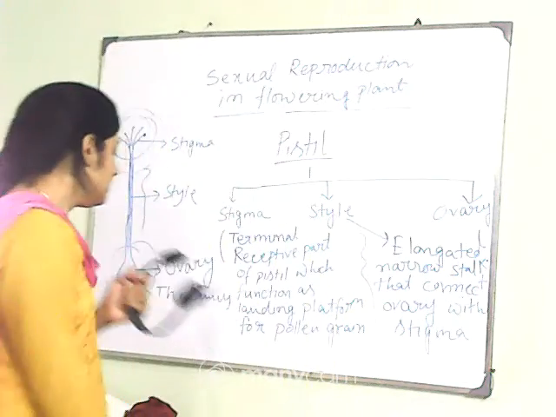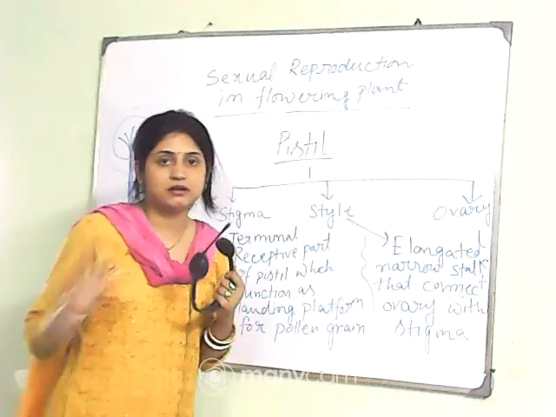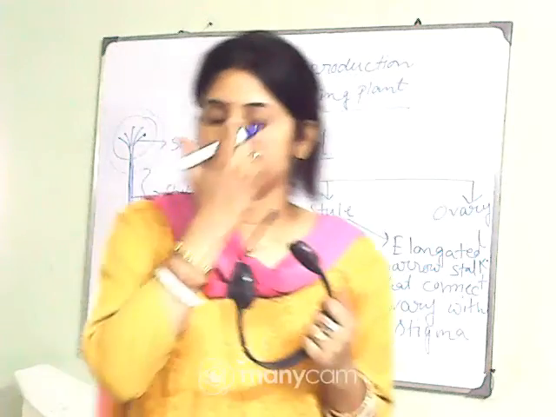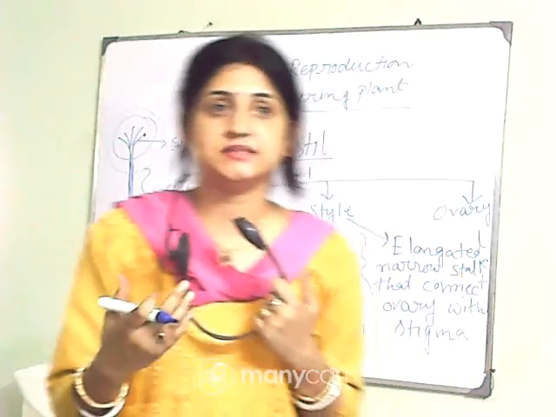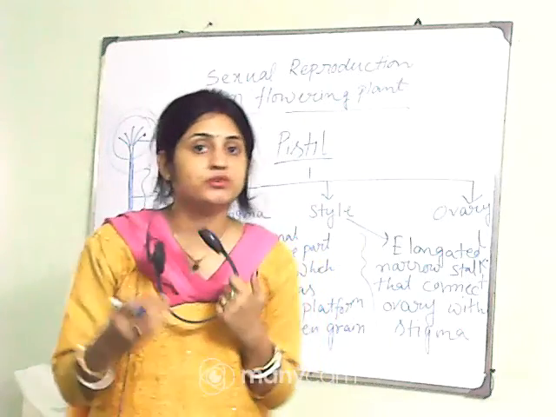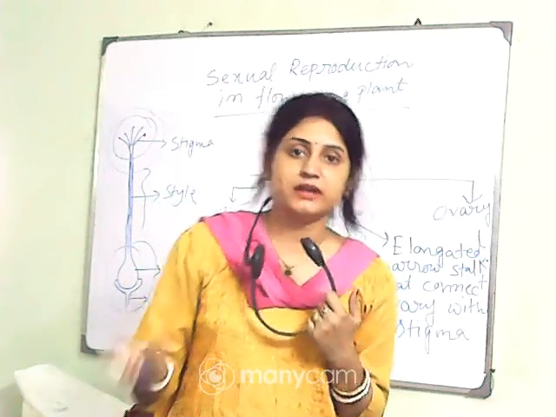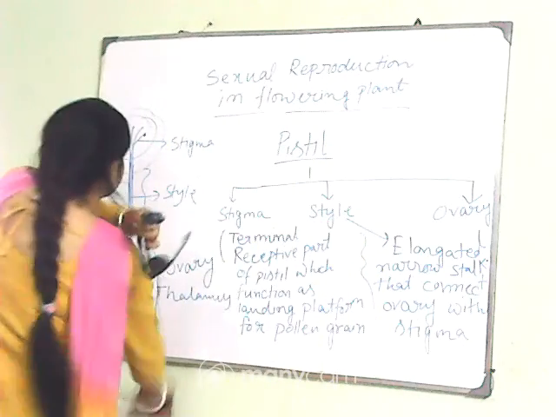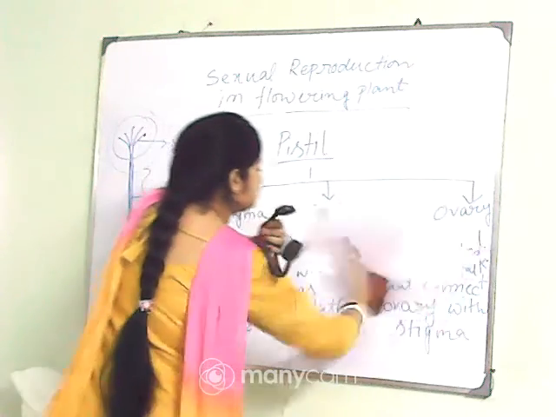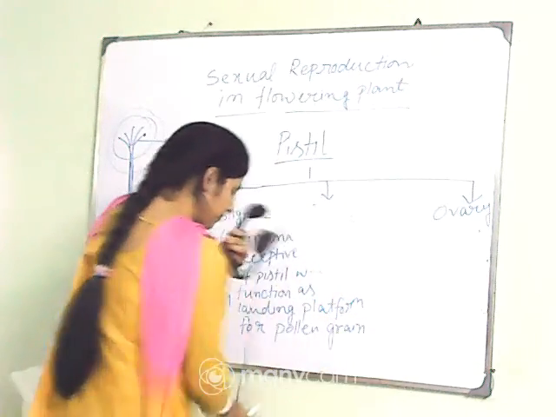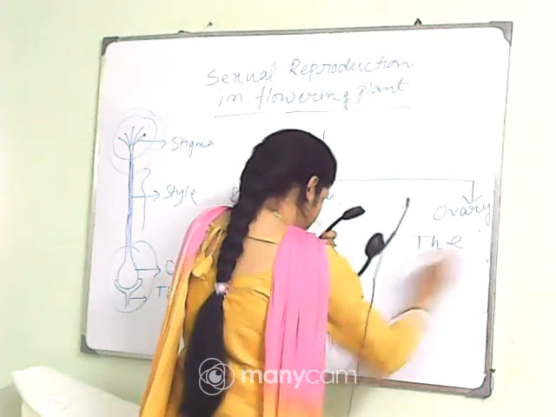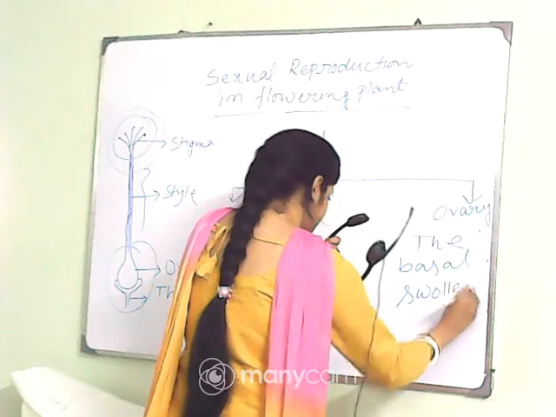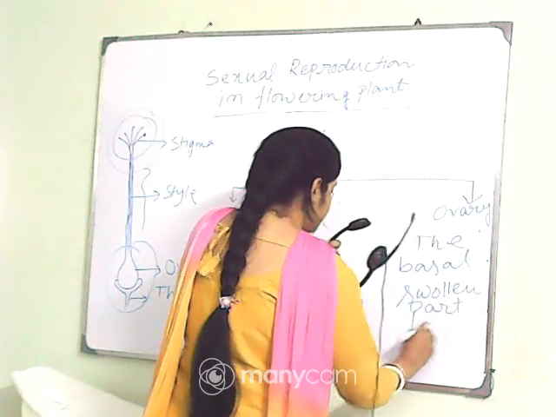This is the main part. So the ovary, the basal swollen or bulging part of the pistil, is known as the ovary, and inside the ovary there is the ovarian cavity, there is the placenta, and inside the placenta there is the ovule. Then the ovule is converted into the seeds and the ovary is converted into the fruit. Okay, so in case of the ovary you can write that it is the basal swollen part of the pistil.